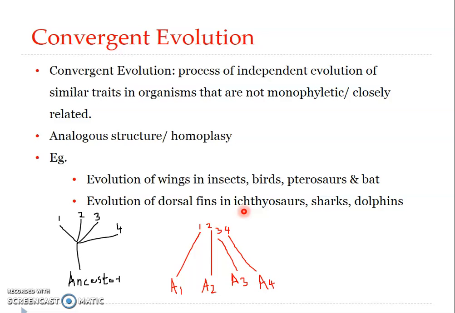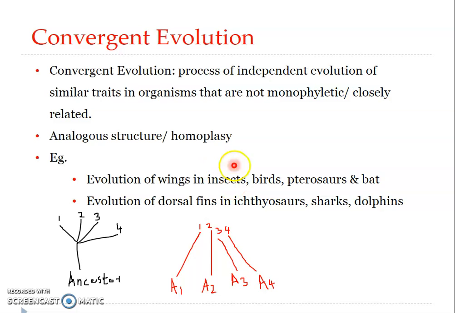Okay, a few examples: the evolution of wings in insects, birds, pterosaurs, and bats. You may have already learned it when we discussed analogous structures. In the case of insects, the wings are just membranous expansions between the veins. They are not supported by any endoskeletal structures, isn't it? While in the case of birds, pterosaurs, and bats, they are supported by skeletal structures, right?